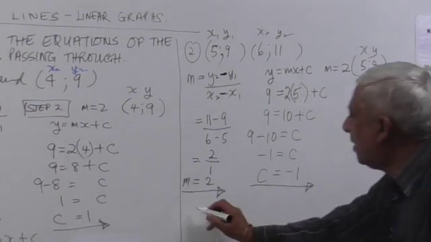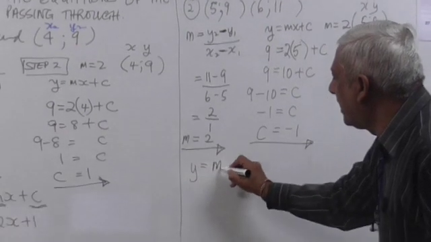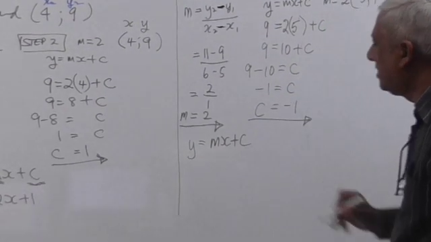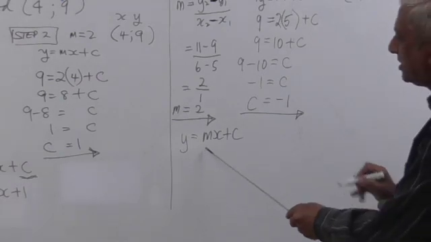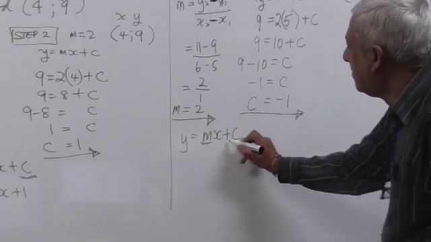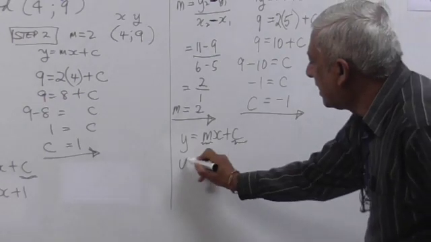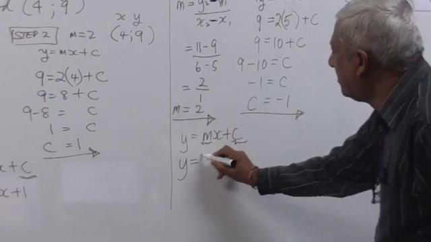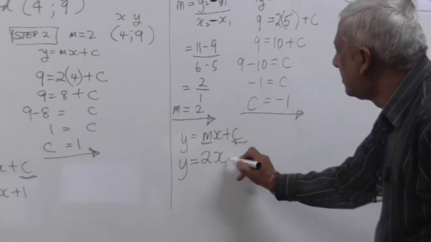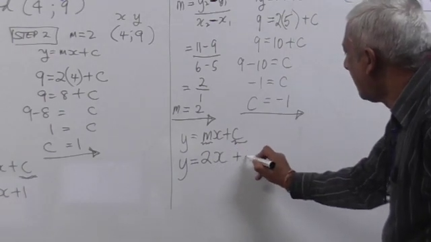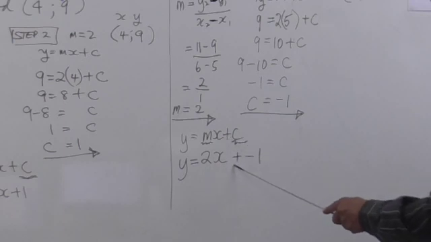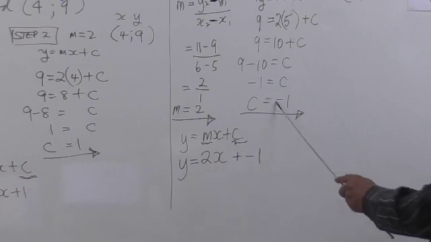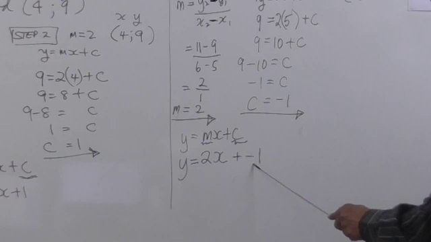Now the last step, Y is equal to mx plus C, and you only substitute M and C. So that will remain the same. M is 2, X will remain the same, plus -1. Now watch this part here. There's your plus sign from the formula. And there's your -1 that you're substituting.